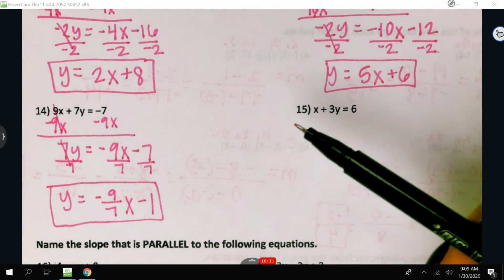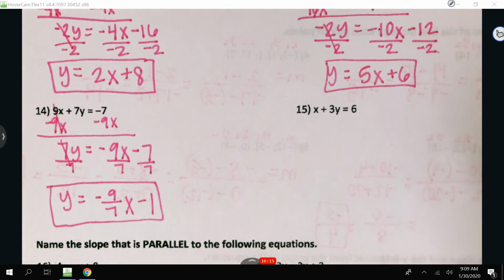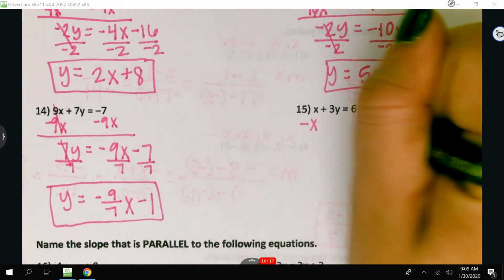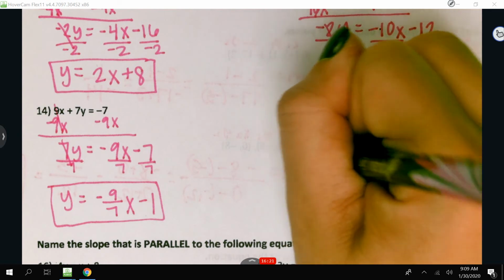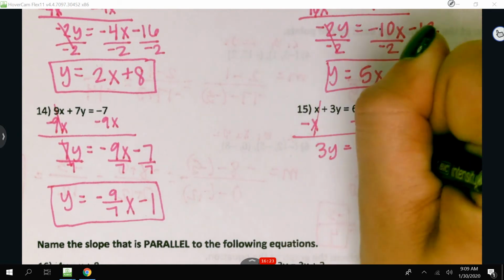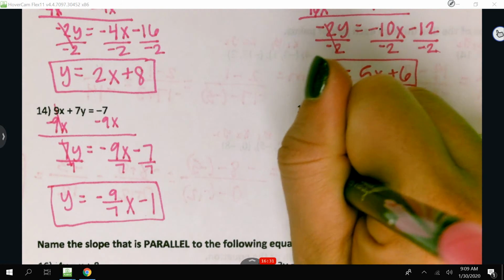Alright, 15. I've got x plus 3y equals 6. So what do I need to be doing? Subtract x from both sides. Good. So you are left with 3y equals negative x plus 6. Now I need to divide everything by 3.